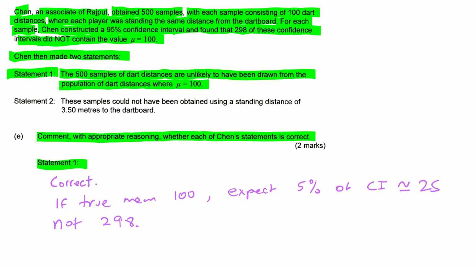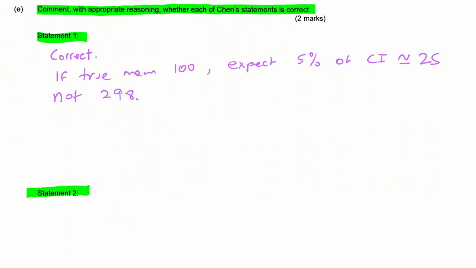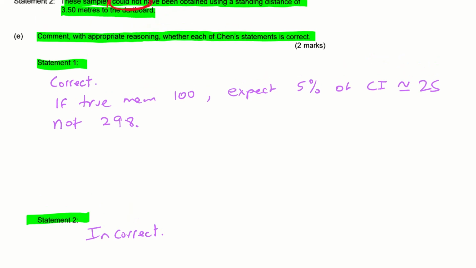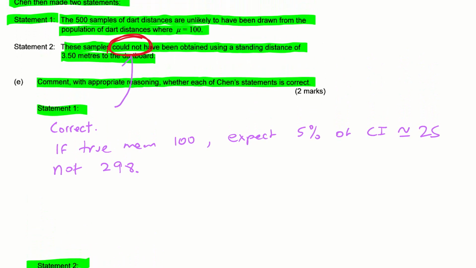Let's look at his second statement. These samples could not have been obtained using a standing distance of 3.5 meters from the dartboard. Just going to draw your attention to the important part of that sentence. He's saying could not. His statement 2 is incorrect. And the reason is that the statement is too strong. He's saying no way, Jose. And that's just not true. It's very, very unlikely, but not impossible.